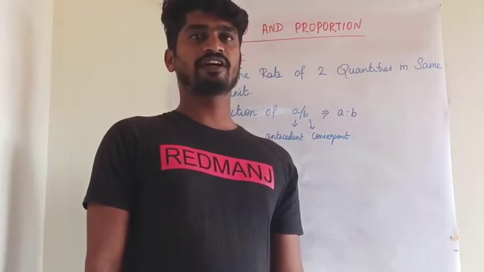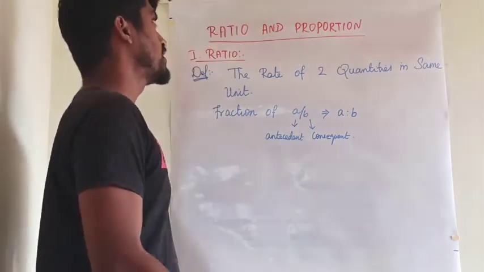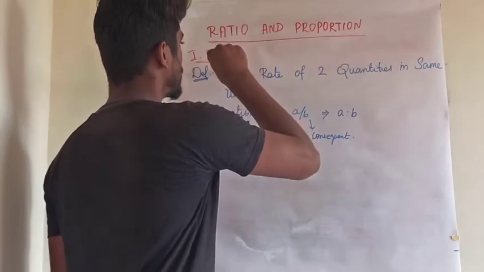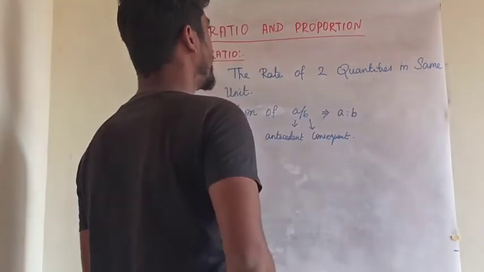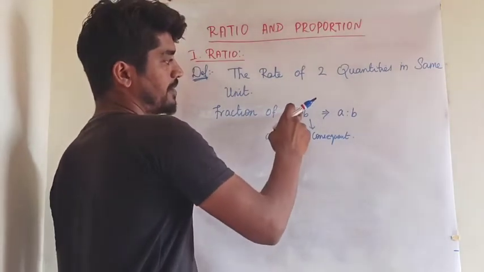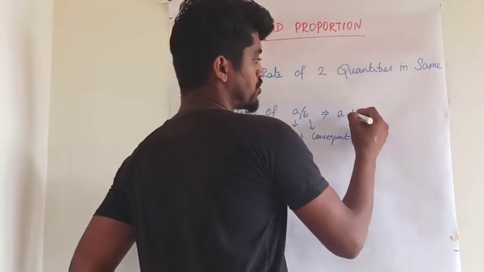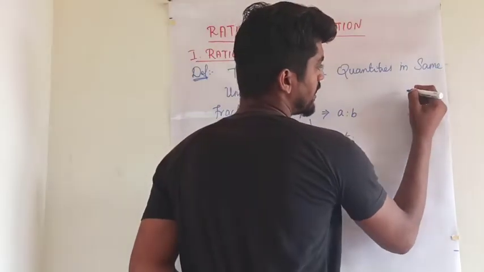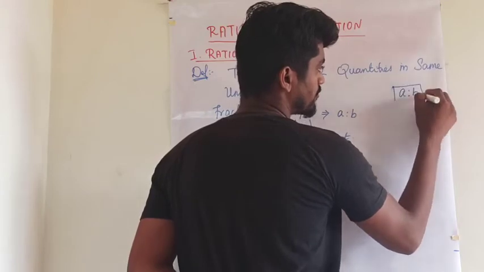Hi everyone. Today the topic is ratio and proportion. What is a ratio and what is a proportion? First, ratio. The ratio of two quantities in the same unit is known as a ratio. The fraction A by B can be written as A is to B. The ratio is nothing but the form A is to B.